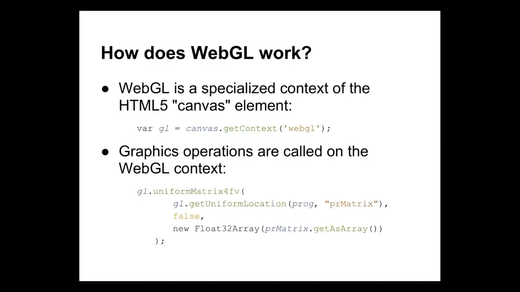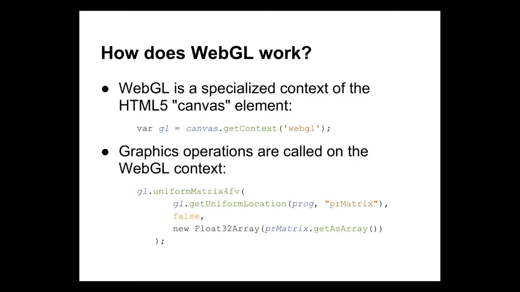So starting with WebGL. WebGL, as I mentioned earlier, is effectively just a specialized context for HTML5's canvas element. So instead of asking the canvas object for a 2D context, we ask for a WebGL context. And at that point, we effectively have in JavaScript, in the DOM, an object corresponding to a WebGL context that we can then invoke operations on.